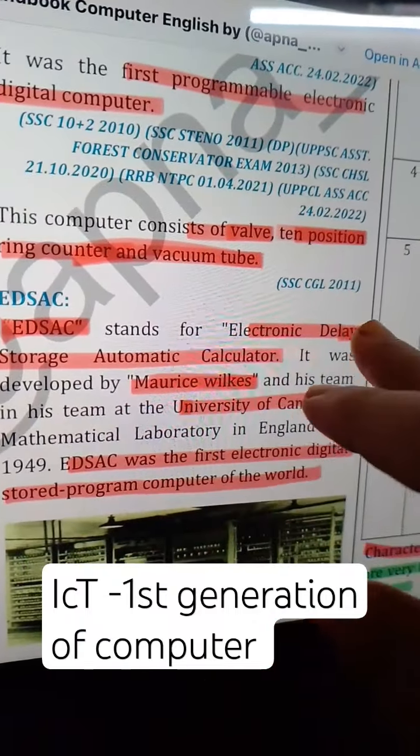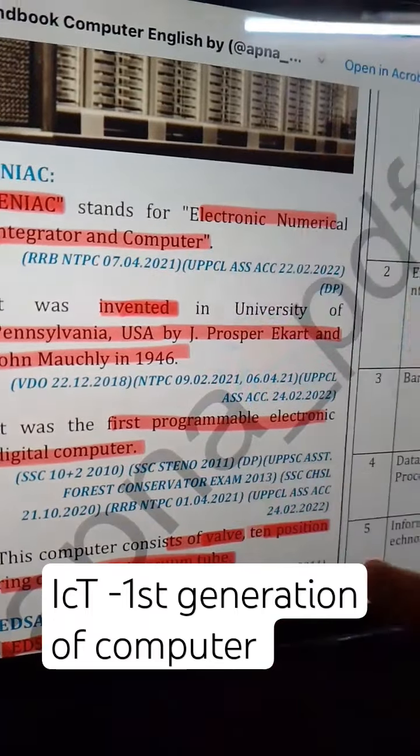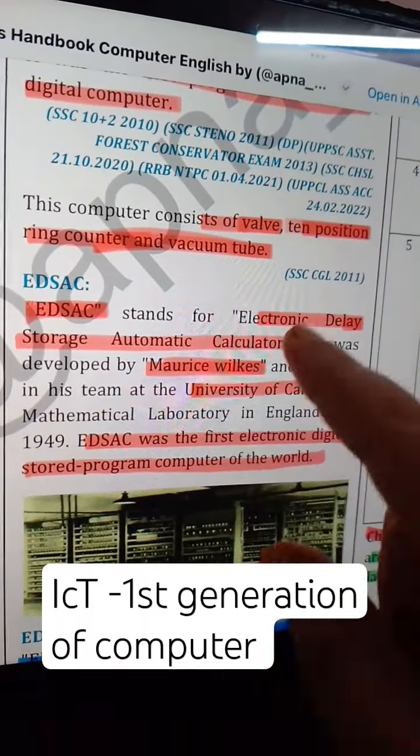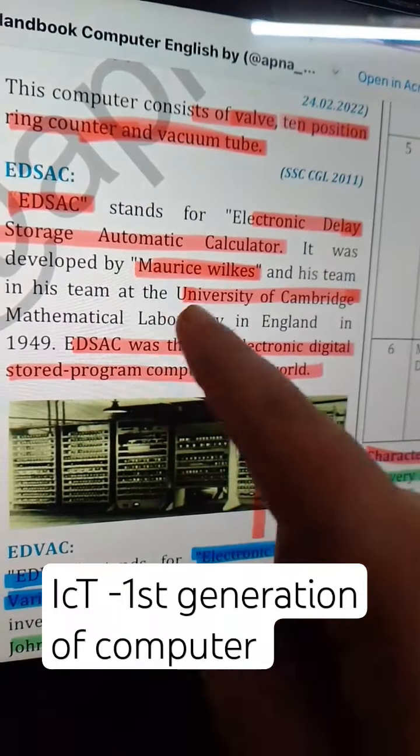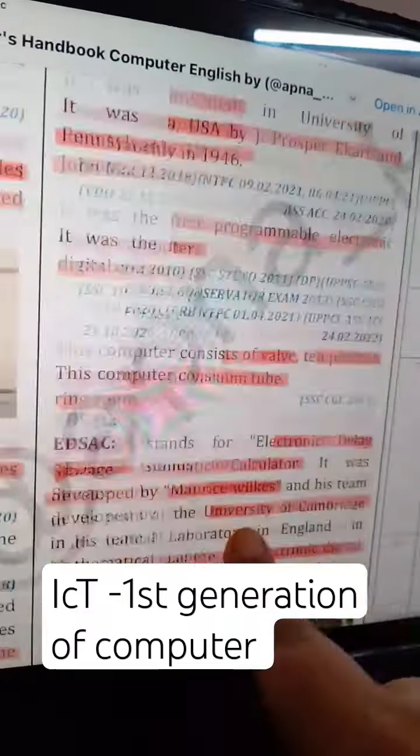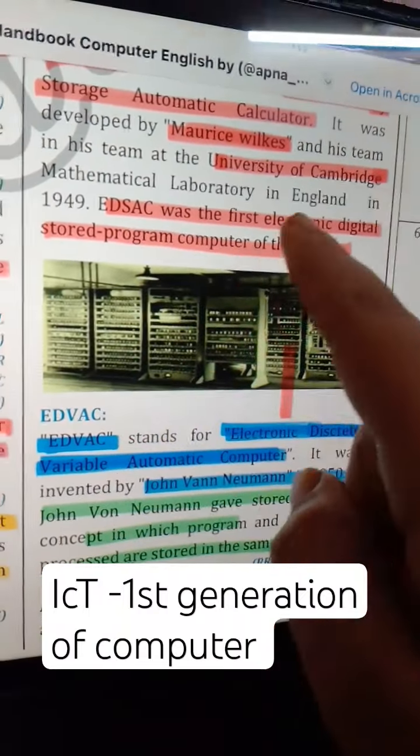EDSAC stands for Electronic Delay Storage Automatic Calculator. In the earlier computer they were doing calculations and everything, but their storage wasn't there. Then they made EDSAC, Electronic Delay Storage Automatic Calculator. It was developed by Maurice Wilkes and his team at the University of Cambridge. ENIAC was from Pennsylvania, USA. EDSAC is from the Cambridge Mathematical Laboratory in England. It was from USA, this is from England. And EDSAC was the first electronic digital stored program computer of the world.